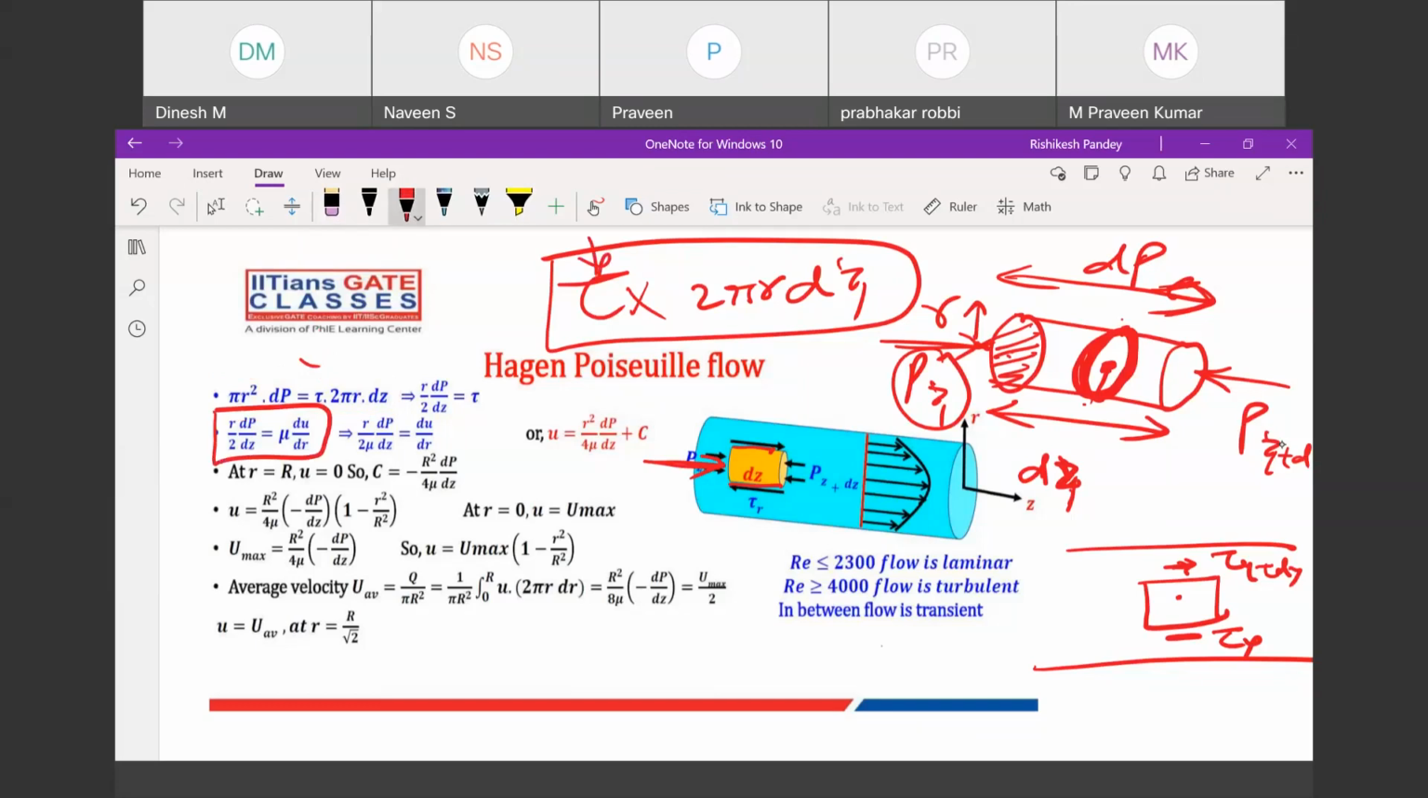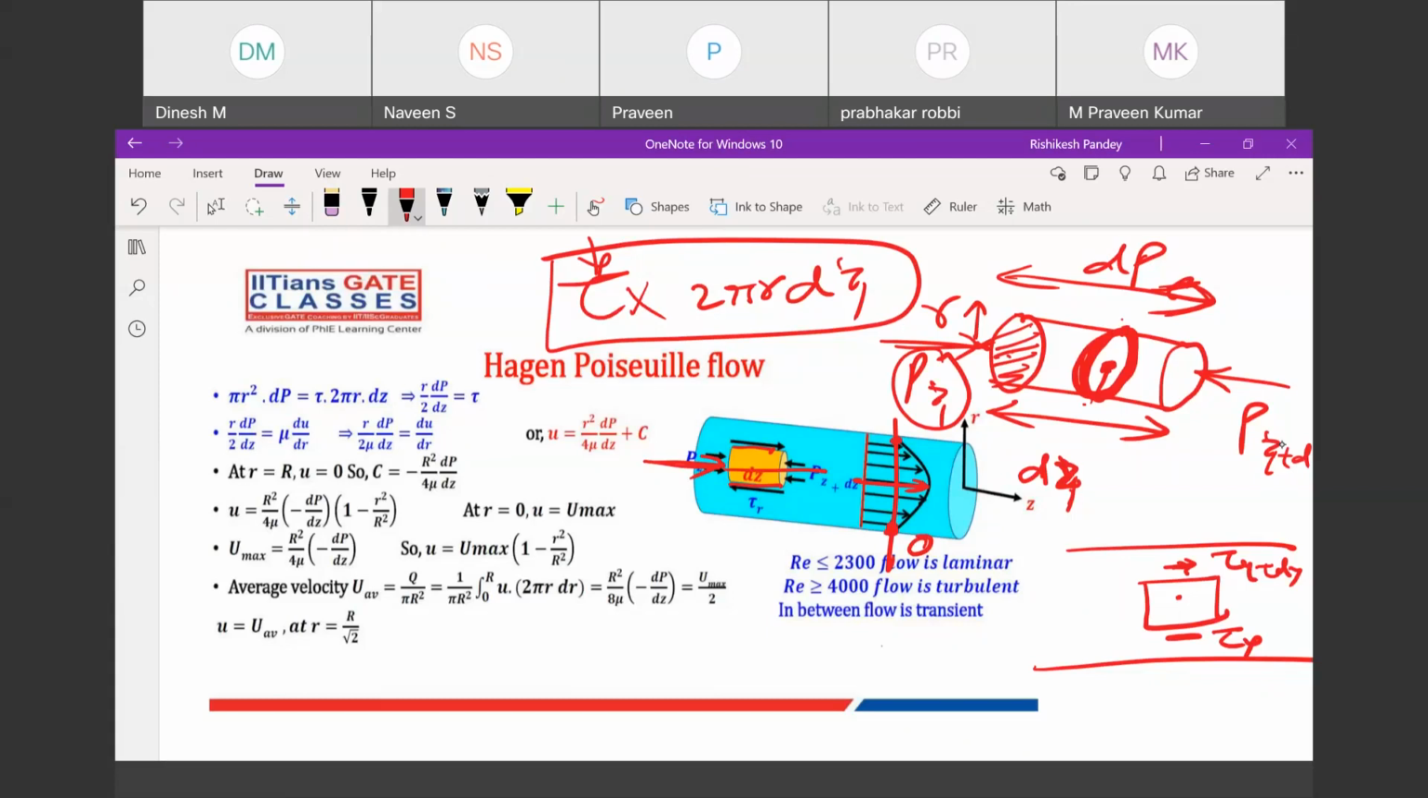Okay, which is similar to the final equation. You will have to integrate this one. At the center, velocity will be maximum; at the radius 0. With this boundary condition, you can integrate, and you will get the final equation.